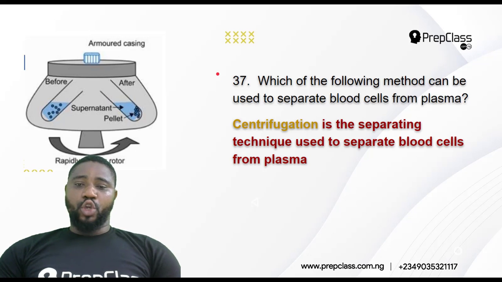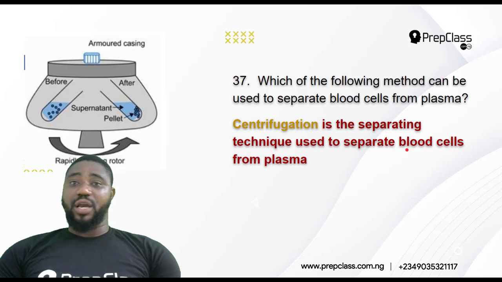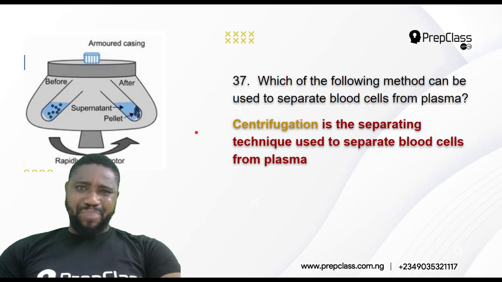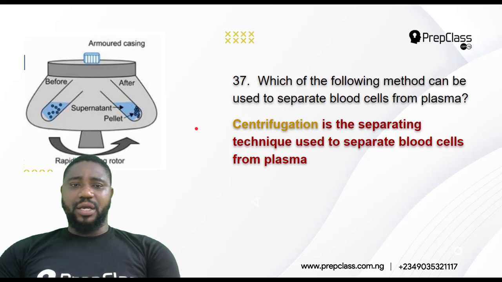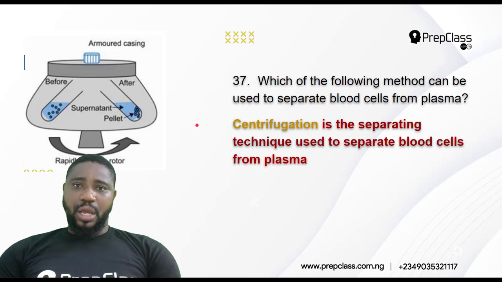You know, blood is made up of two parts: plasma, which is the liquid part of blood, and the blood cells, which are the white blood cells, red blood cells, and platelets. Now, when the blood sample in that test tube is being spun in centrifugation, that action of the spinning forces the blood cells down the test tube.